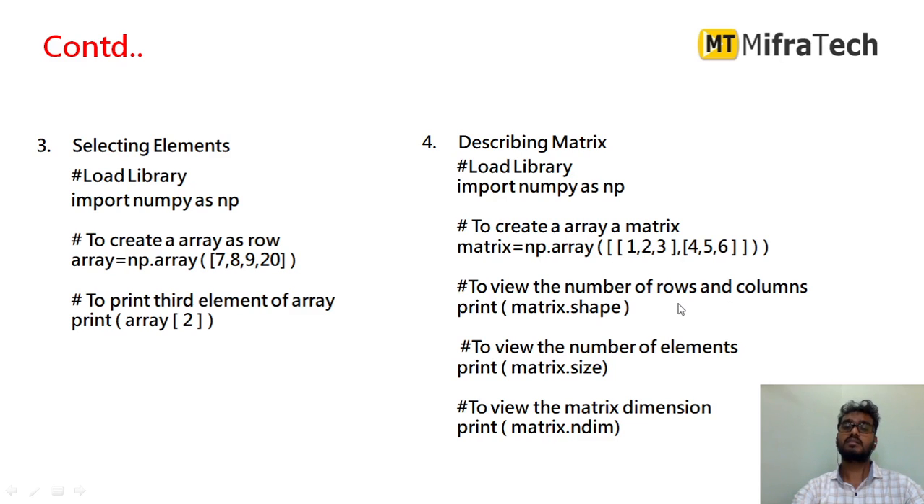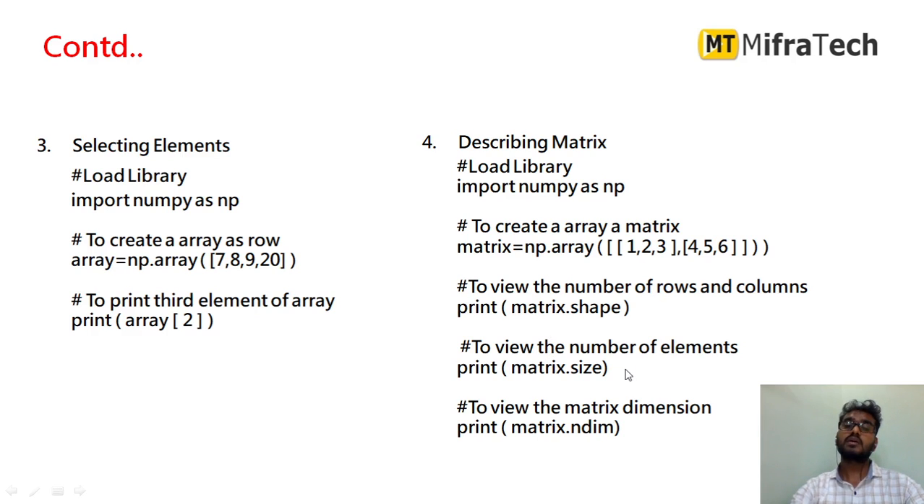After creating the matrix, when we want to know the number of rows and columns, that is the shape of a matrix, we just have to use the matrix name dot shape. Using just this matrix dot shape, I am going to get the shape of the matrix. The matrix I have created is a 2 rows and 3 columns matrix, so I will get the output as 2 3, or 2 cross 3.